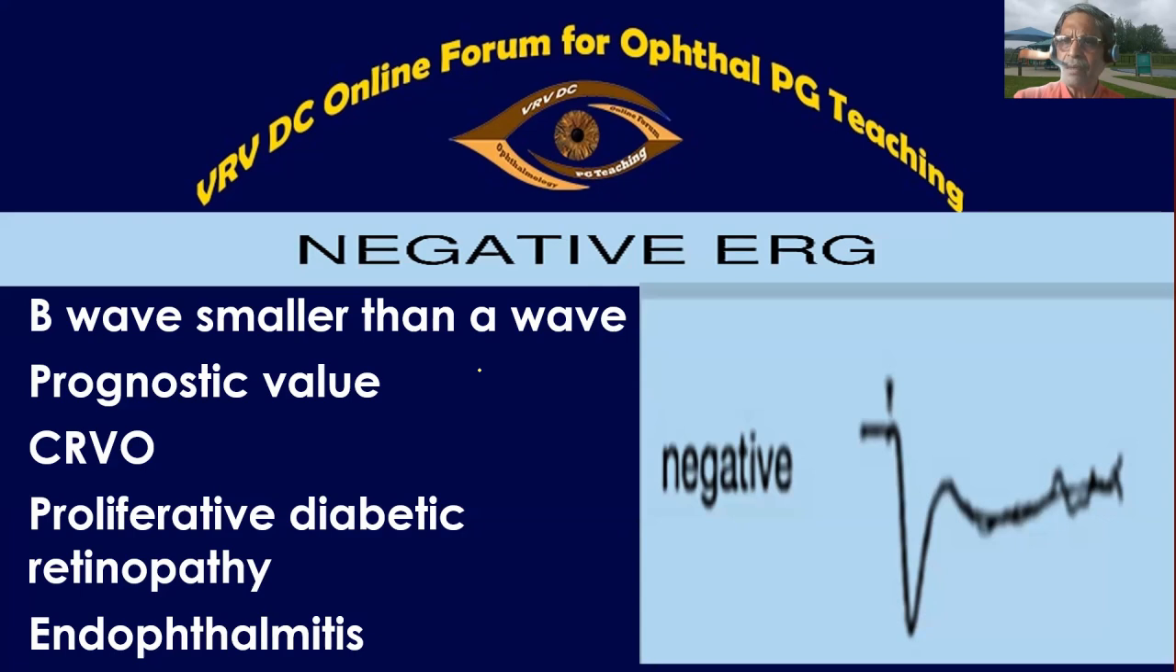Prognostic value where? CRV again. CRV occlusion is the problem going on. The B wave is coming from bipolar cell and Müller cell, I told you. Same with proliferative diabetic retinopathy and endophthalmitis. These are all the cases where you can have this negative ERG, classically important, prognostically important for us.